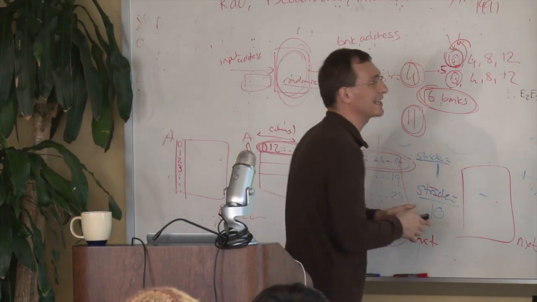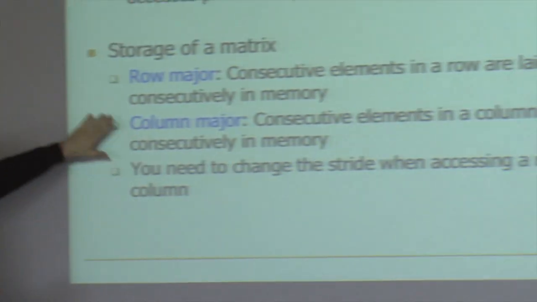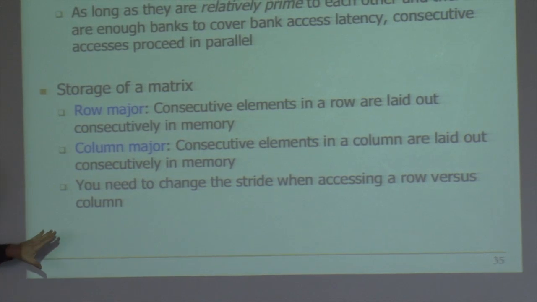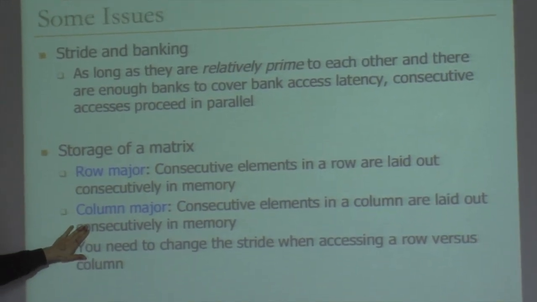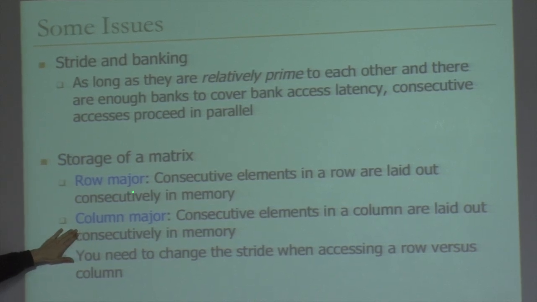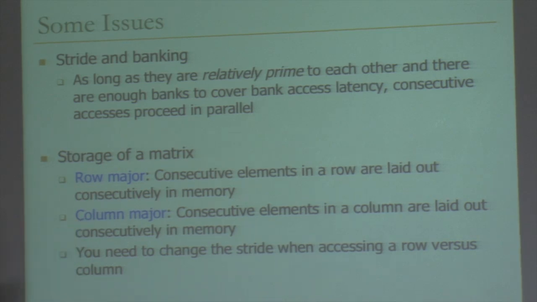And this determines your stride. So let me show you. You can access a row major laid out matrix in a column major way, in which case your stride is different from the case where the same matrix is accessed in a row major way. So it depends on your access pattern, right? Your stride depends on your access pattern. And you need to change the stride when accessing a row versus a column, regardless of however you store the matrix, unless you store it in both formats, which is actually difficult also.